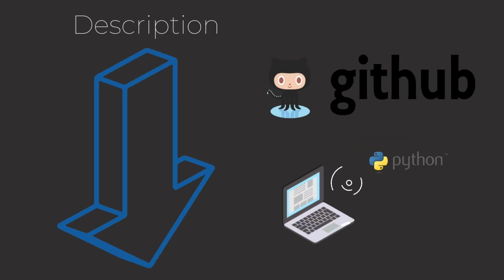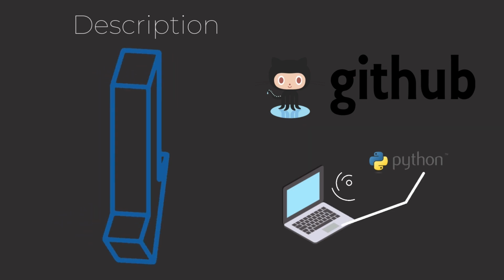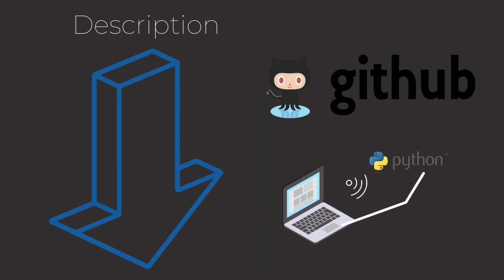I included the GitHub link to these Python scripts down in the description for you to test out. All you need to do is change the X and Y positions based on where you want to click.